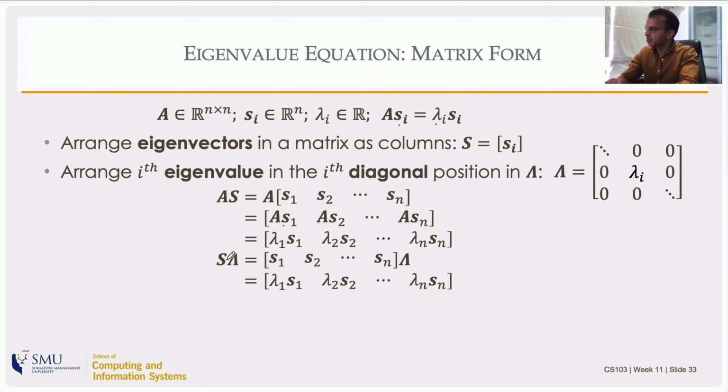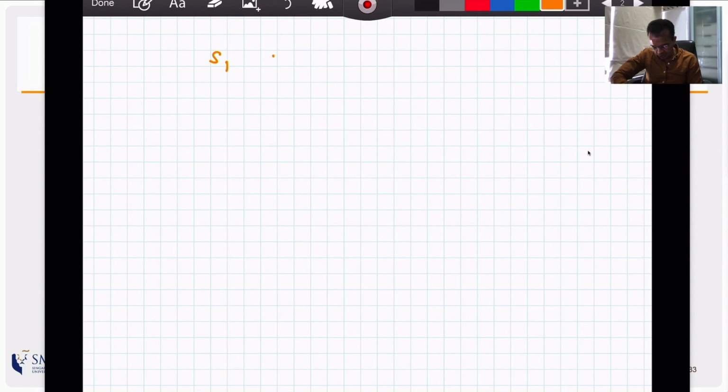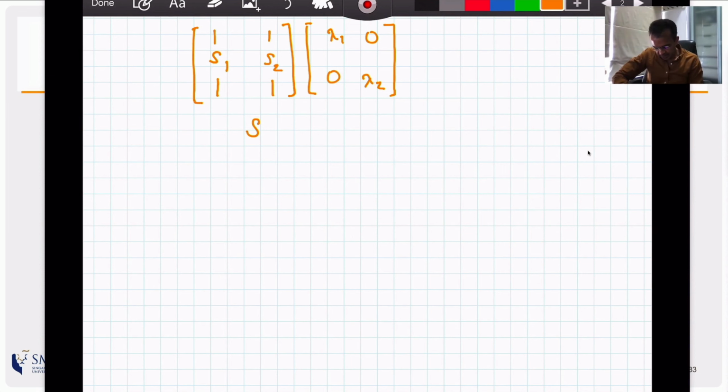Now if I look at the other side, suppose I take S times lambda. So S is just the vectors S1, S2, S3 up to Sn, and I have lambda, which is a diagonal matrix. If I do the multiplication, I'll just take two eigenvectors, that is my S matrix, and my lambda has lambda 1 and lambda 2 and 0 here, 0 here. In order to get the first column of the product, I'll take lambda 1 times the first column and 0 times the second column. So that product will become lambda 1 S1, and the second one, similarly, I'll take 0 times the first column and lambda 2 times the second column. I'll get lambda 2 S2.